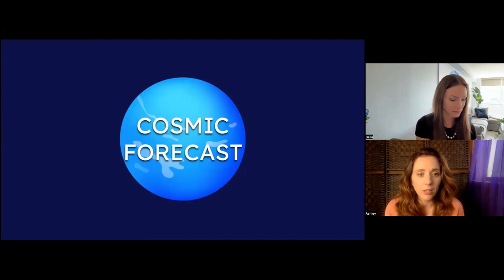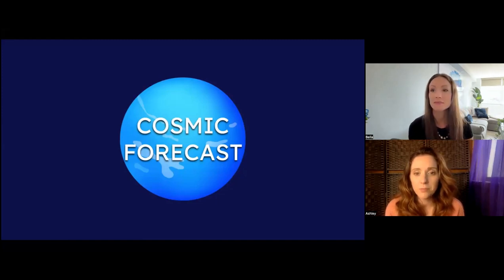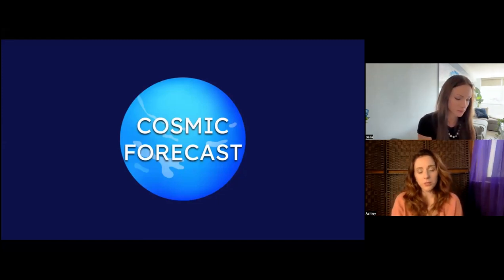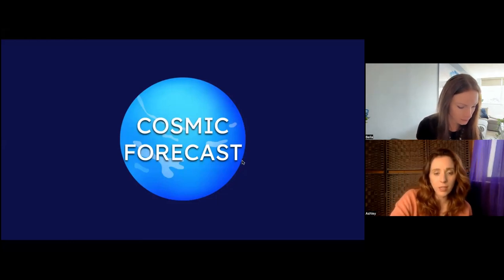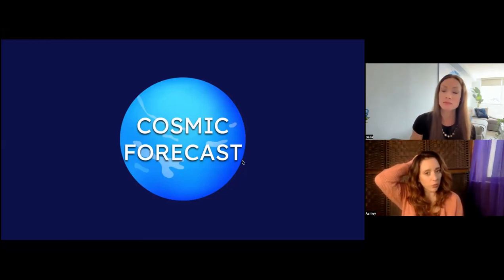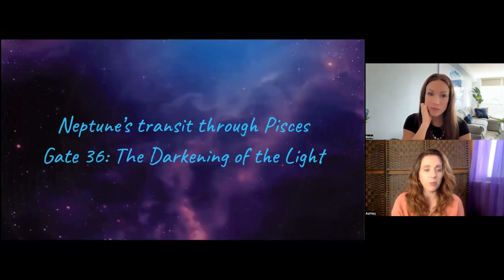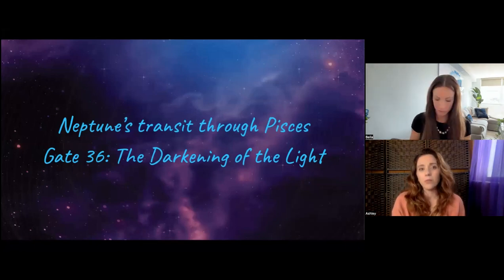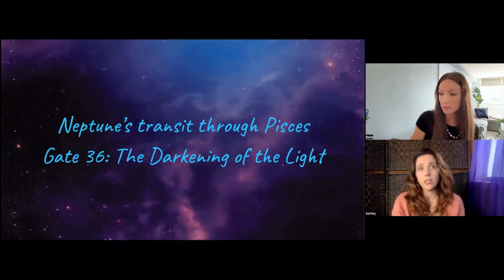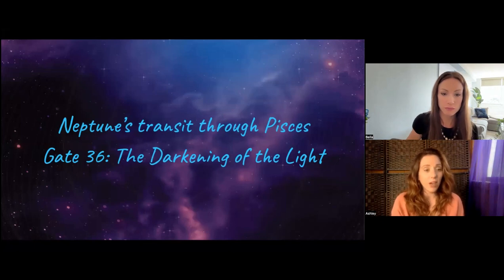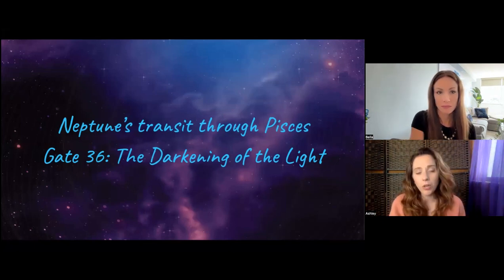Okay, so we're going to do a little bit of cosmic forecast, which means we're going to look at the neutrino weather. Neptune's actually transiting through Pisces. So all of the kids that were born from 2011 onward have Neptune in Pisces. And currently we're in gate 36, the darkening of the light.